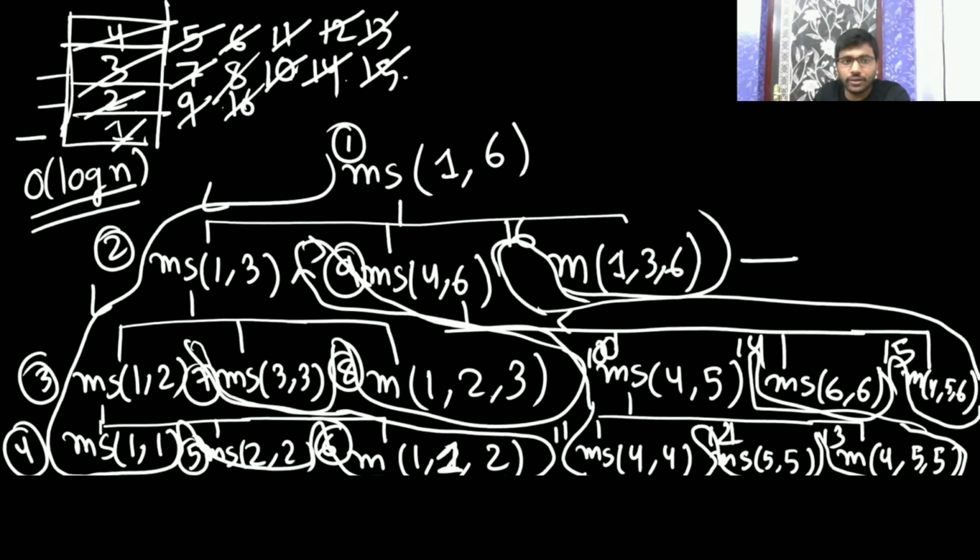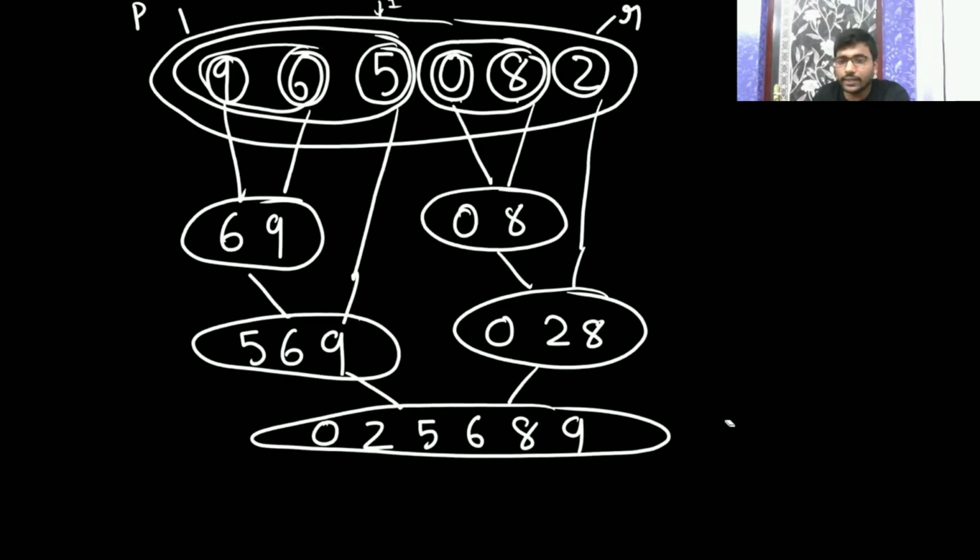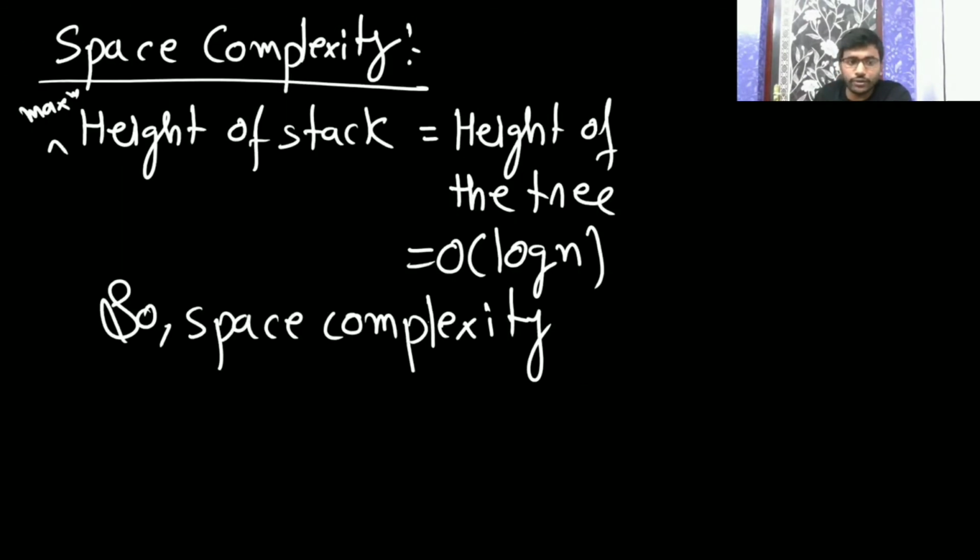Where is the merge sort? So for this recursive function, merge sort, it is going to be big O of log n, and for this merge it's going to be big O of n. For merge also, the space is going to be big O of n. For the recursive function it is going to be log n.